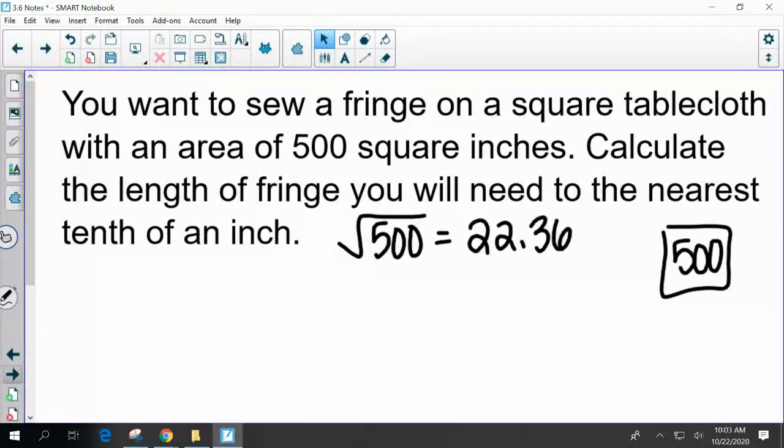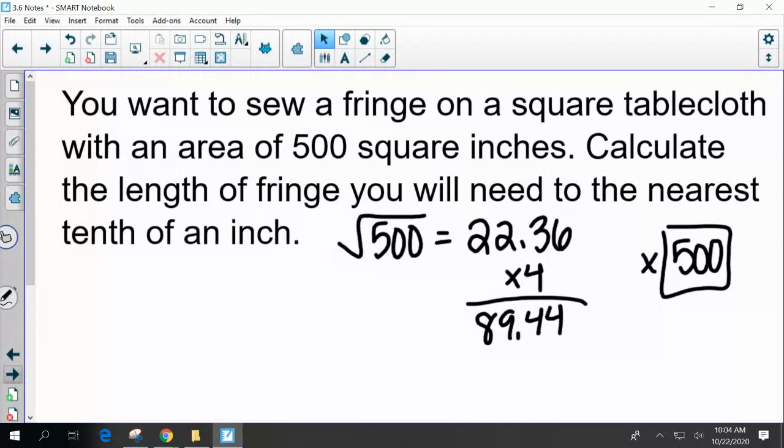22.36. Okay. That is representative of what part of this square tablecloth? What is the 22.36 representing? One side of it, right? So we need to put a border around the whole entire thing. What would we actually have to do with 22.36? Multiply by 4 to be able to know how much border or fringe I need to buy. So 22.36 times 4 is 89.44.